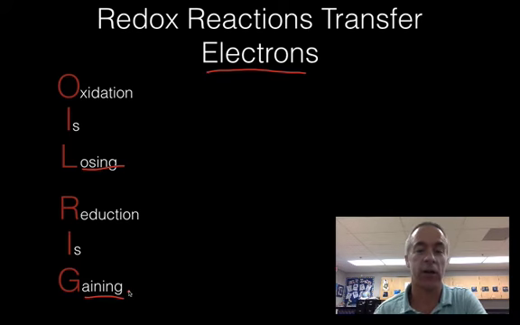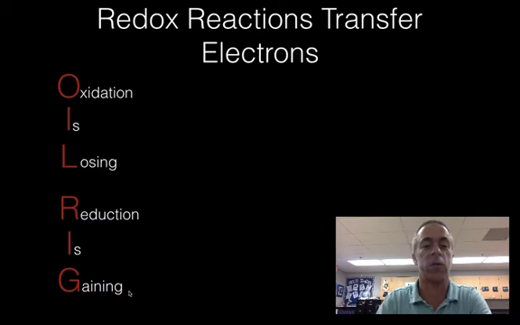I know those terms don't really fit with what's going on here. How do you reduce when you're gaining something? But the way I always remembered it was electrons are negatively charged, so you're reducing the overall charge of this molecule when you add electrons. So in essence, you are reducing the charge. It's one way to maybe help you remember all of this.